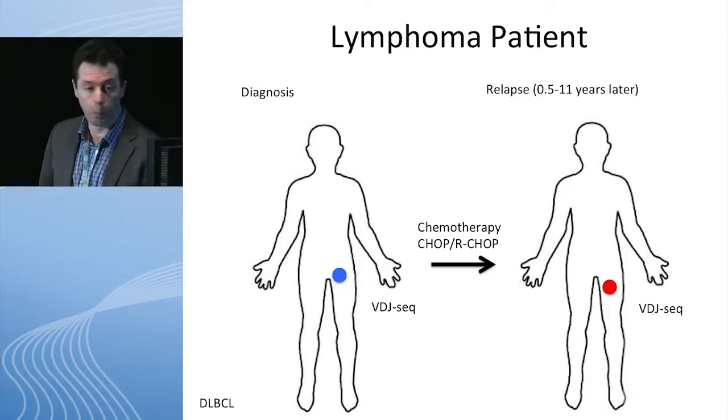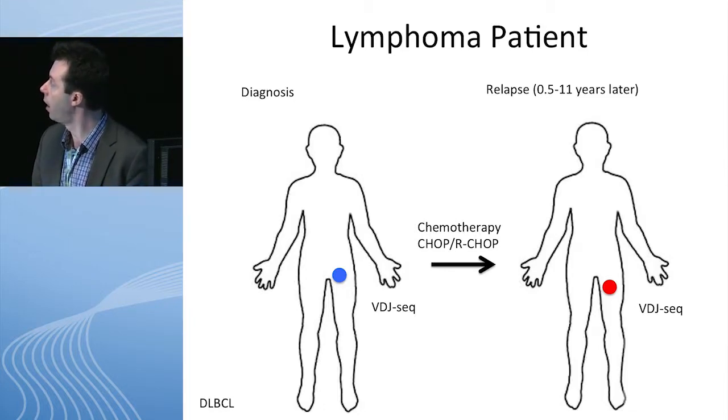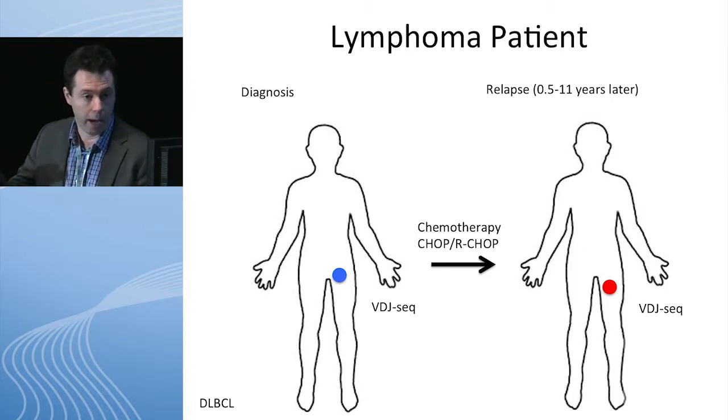So we apply this high-throughput sequencing technique to B-cell lymphoma patients that are treated at the New York Hospital. And so we have biopsies, essentially, at multiple time points, typically diagnosis biopsies and relapse biopsies. And we try to understand how heterogeneity changes in time between these two time points, given the fact that these patients are being treated with standard chemotherapy between the two time points.